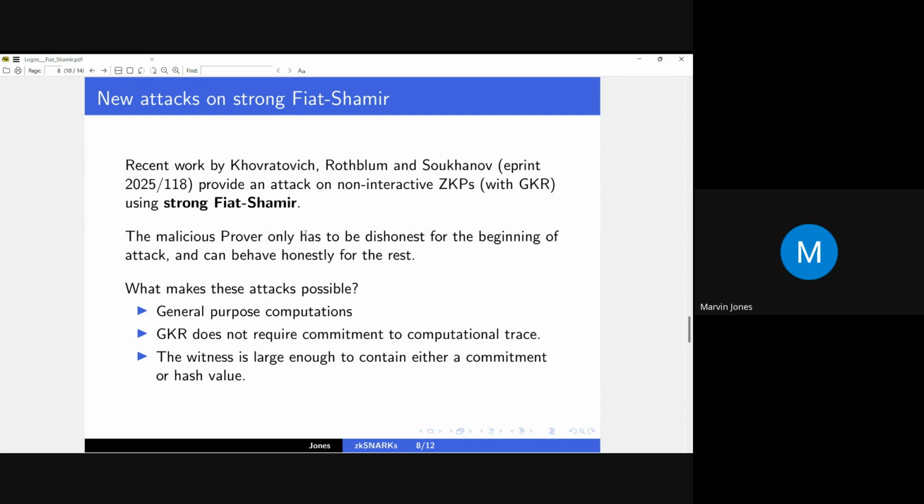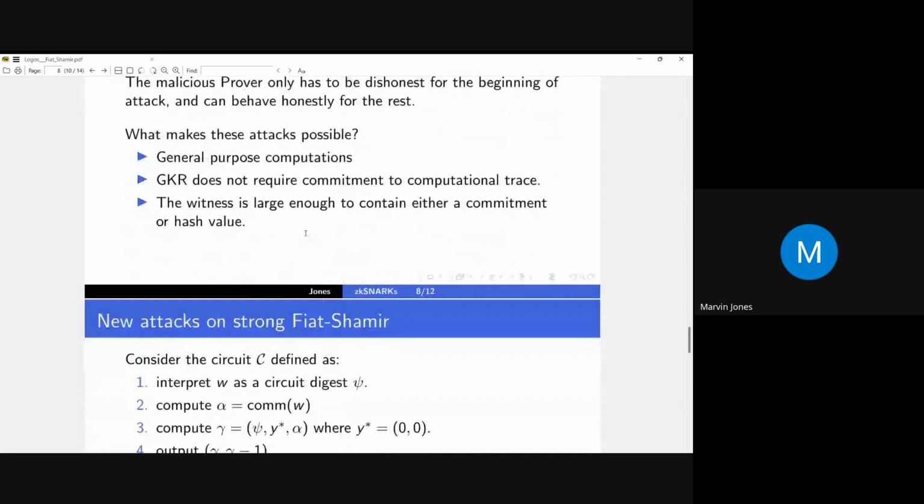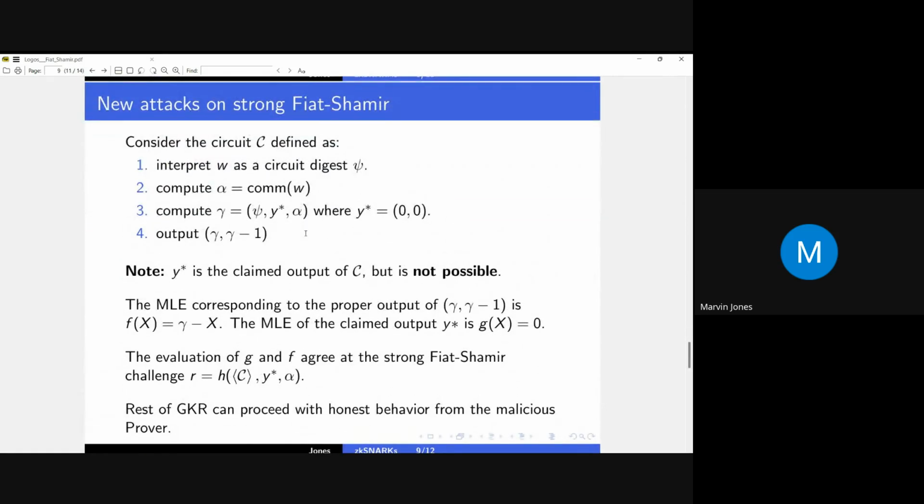So that's problematic. The other thing they do is assume the witness is large enough to contain either a commitment or the hash value. Basically, they want the witness to be large enough to contain the digest of the circuit. And that's surprisingly not as restrictive as you might think. So that could be a problem. I'm interested in seeing some analysis on how vital that would be, but it looked pretty bad.